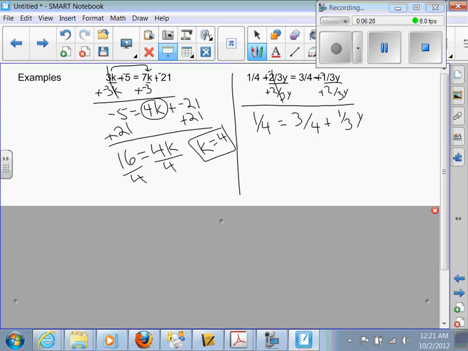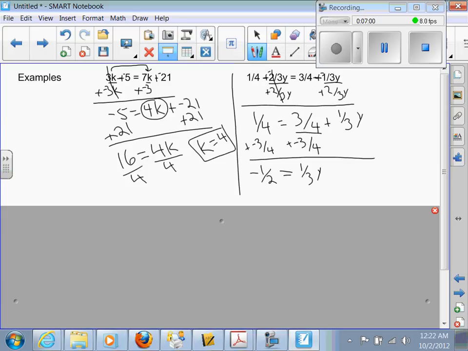All right, last thing to do is move the numbers around. So now I want to move this. I have to subtract 3/4, so plus negative 3/4 to both sides, okay? 1/4 plus negative 3/4 now leaves me with negative 1/2. Actually it leaves me with negative 2/4, but that reduces down to negative 1/2. Now I have negative 1/2 equals 1/3 y.